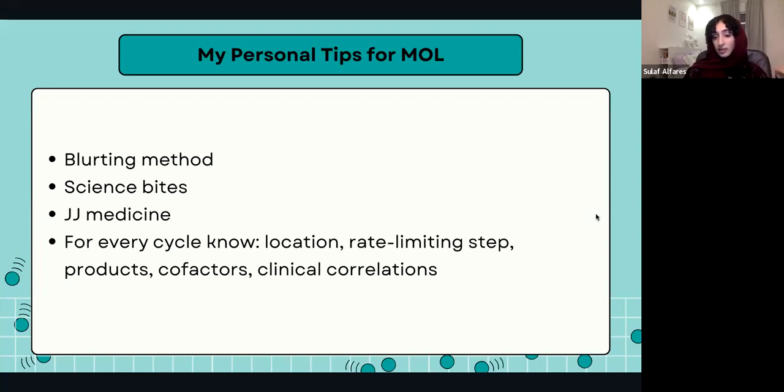And lastly, the last tip is the same as the table that I created and showed you guys in the beginning, actually at the end of the lecture. But if you create a table like that for every single MOL lecture, I feel like it's gonna help you get like 90% of the questions right. Okay. This is basically it.